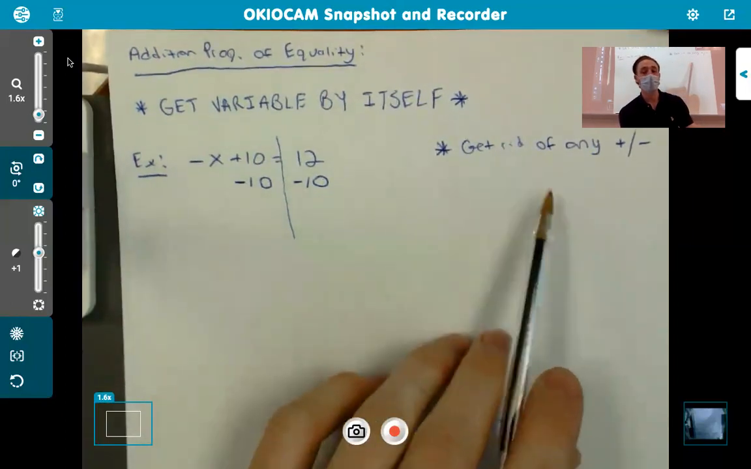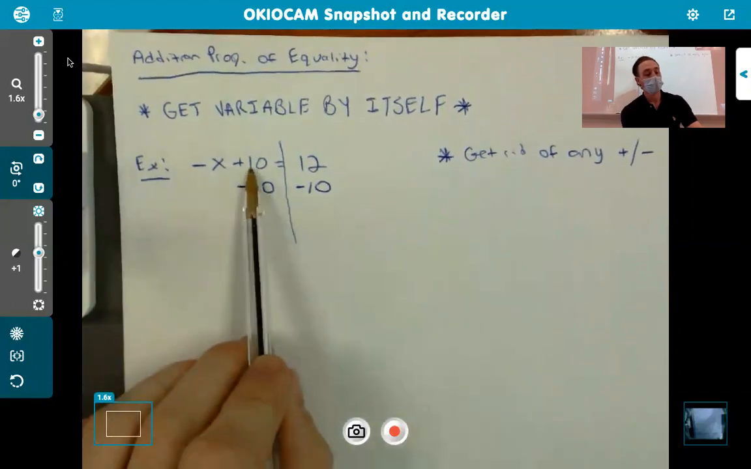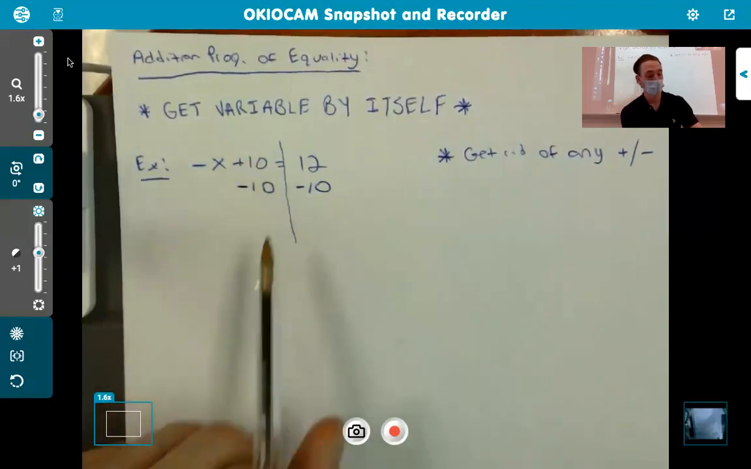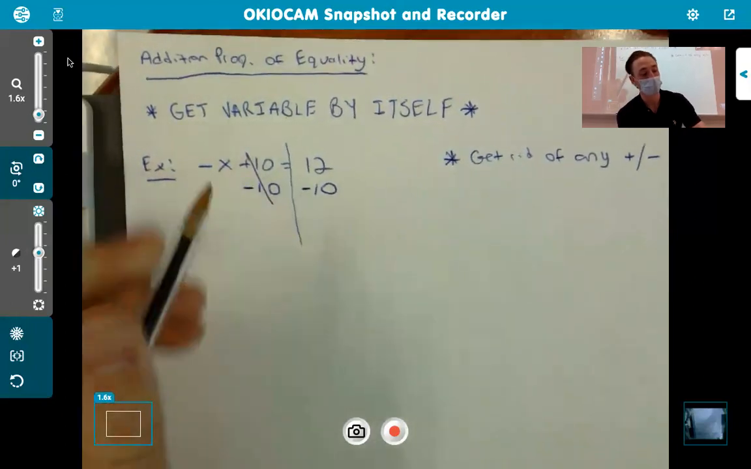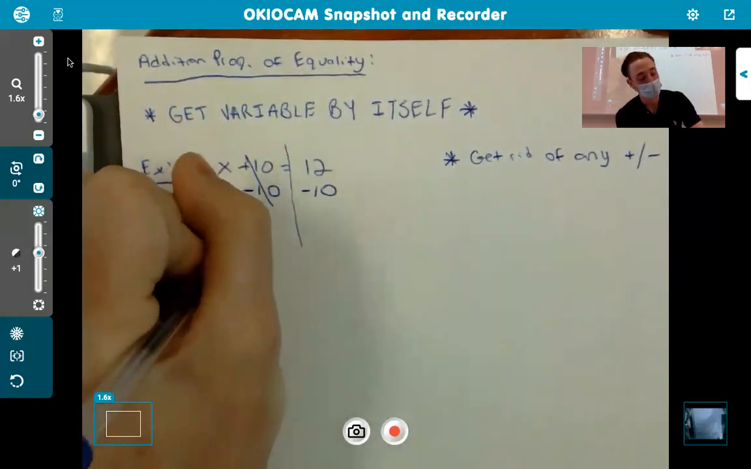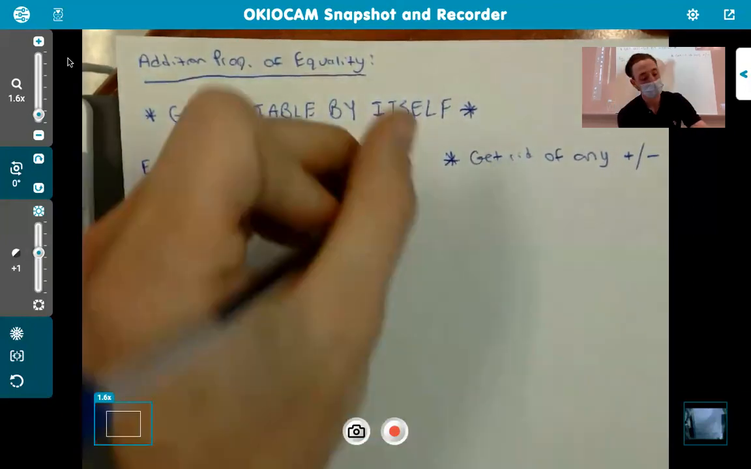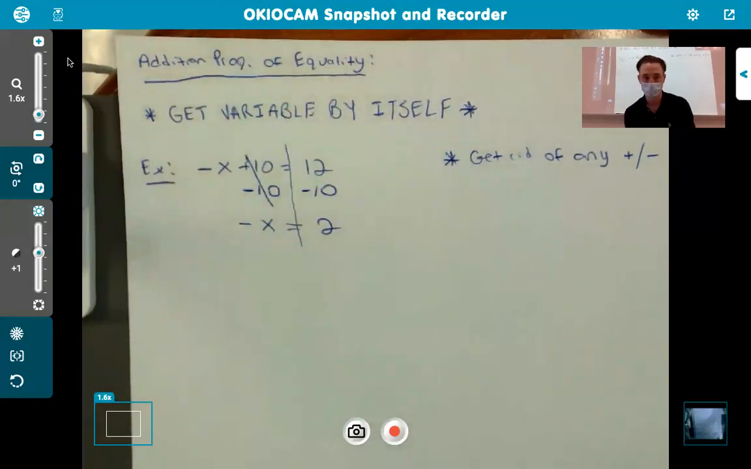So my first goal, get rid of any addition and subtraction. Well, what's 10 minus 10 going to give me? What was my whole point in doing that? 0, right? Is to just get rid of any number on this side. So 10 minus 10 gives me 0. I'll cross those out. And I'm left with negative x equals, what's 12 minus 10? 2. Good. Any questions so far? Everybody good?